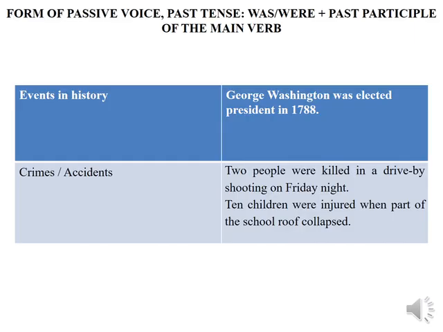Events in history. George Washington was elected president in 1788. Another one is crimes or accidents. Two people were killed in a drive-by shooting on Friday night. Ten children were injured when part of the school roof collapsed.